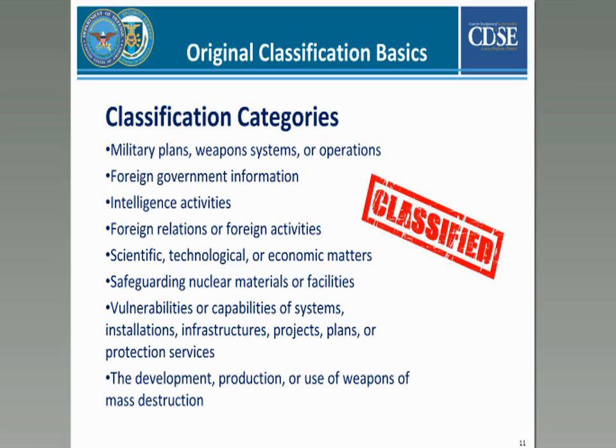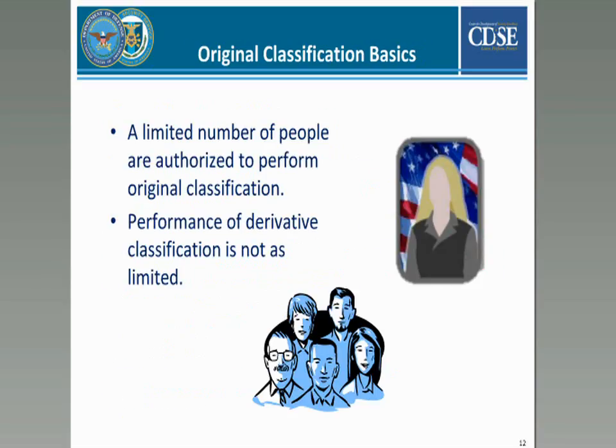Classifying information incurs costs, things like security clearances, physical security measures, countermeasures. Therefore, original classifiers must be careful and consistent in their decision-making in order to minimize the cost impact, while ensuring the proper level of classification. If there is significant doubt about the need to classify, then the original classification authority should not classify that information.